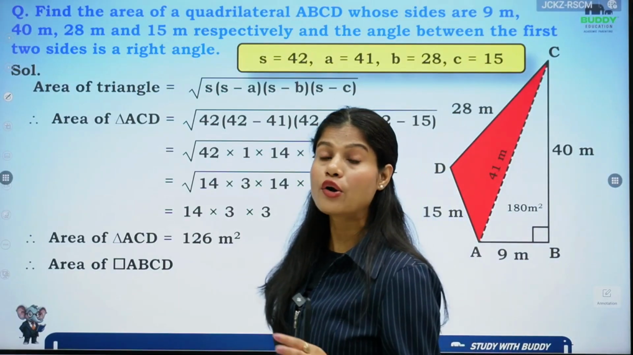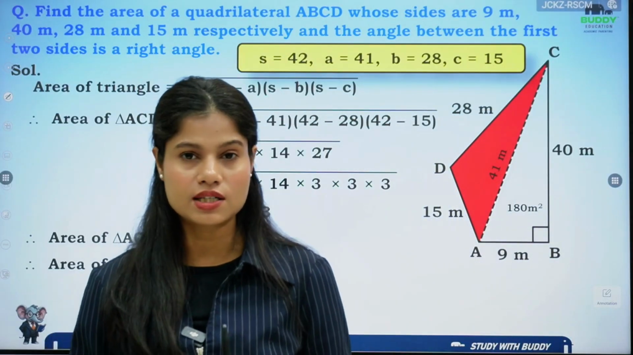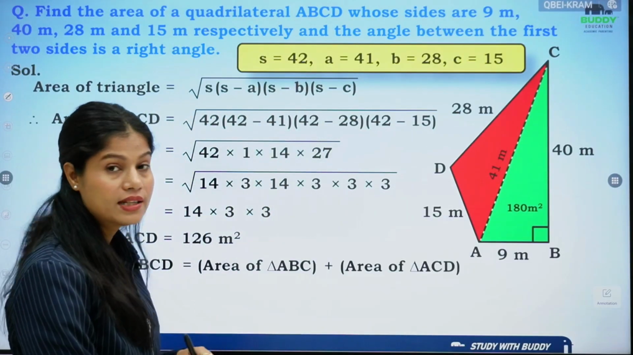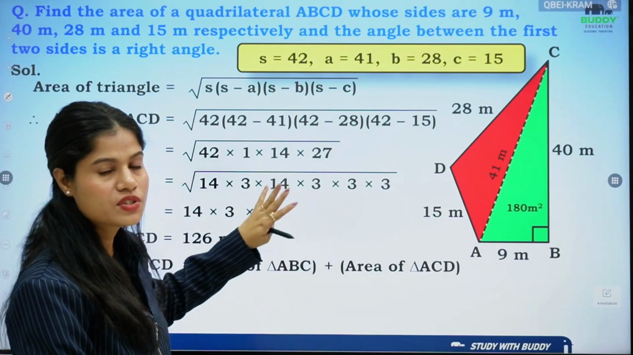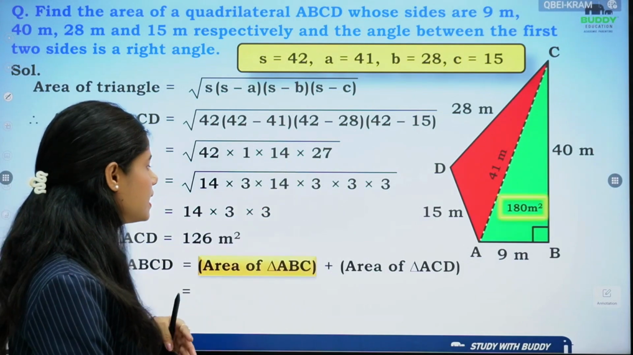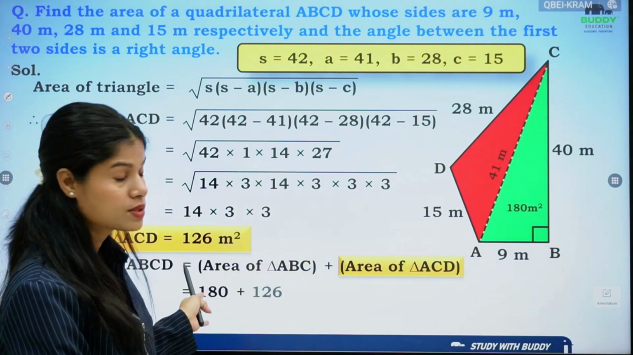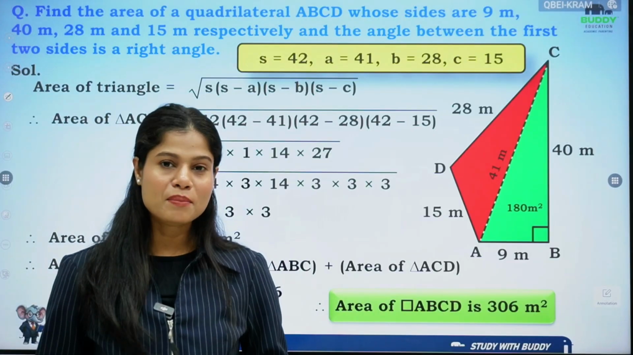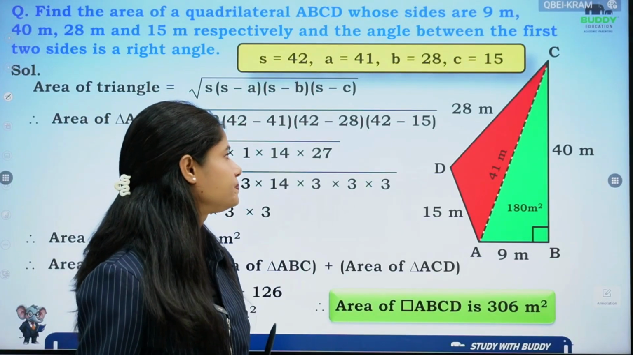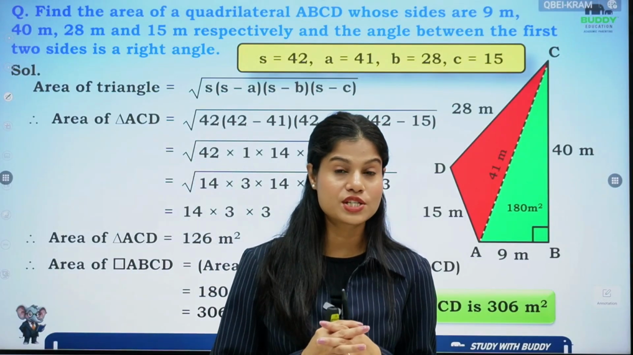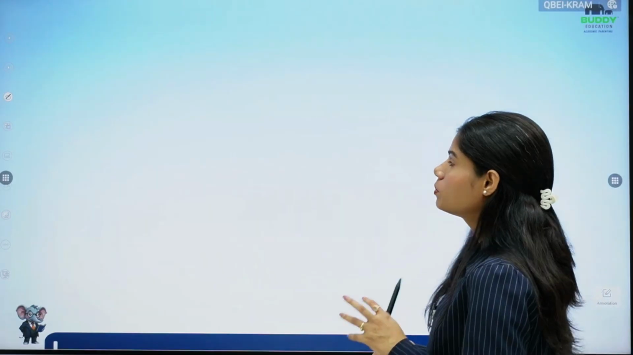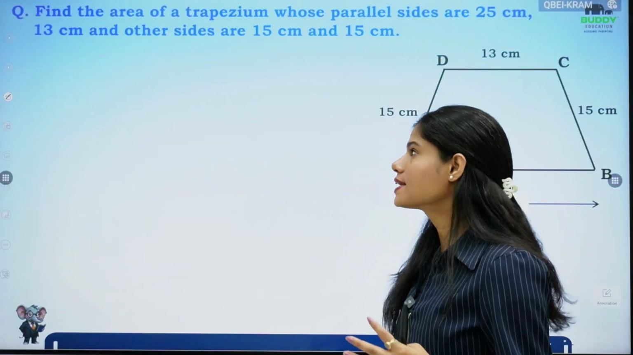Now they were asking not for the individual area, but the total area of this quadrilateral. So in the end, you have to add the area of the first portion, which is the red one, and the green one. That's how you'll get 180 plus 126, and your answer is 306 meters square. I hope all these questions are clear to you, and after this there should be no question that you may get stuck in.